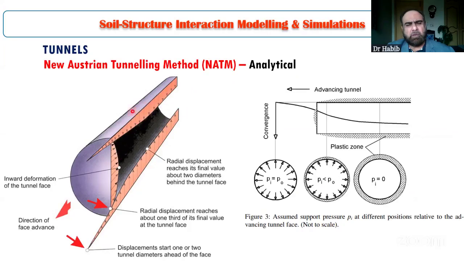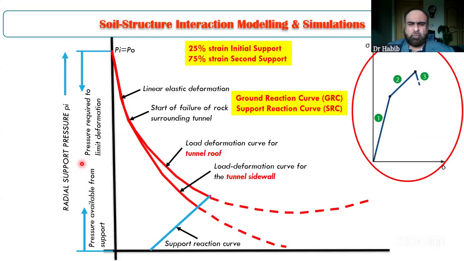Shotcreting can be done in a very precise and very economical manner. This I can show from this diagram. Although it looks a little complex, let me explain it. These two red lines are the load deformation curves for the tunnel roof, and the bottom one is for the tunnel side wall. This tells us some reality about the pressures in the tunnel roof and side wall.